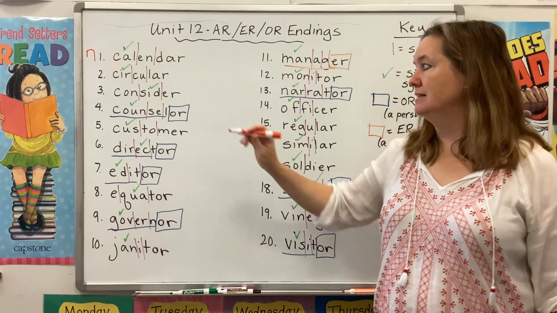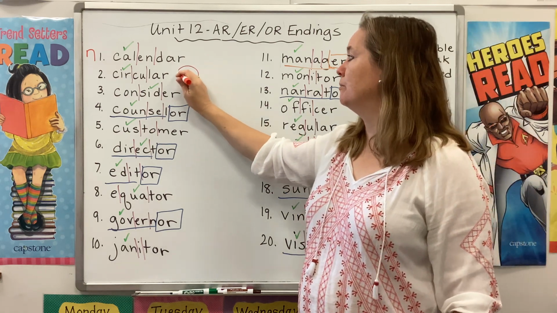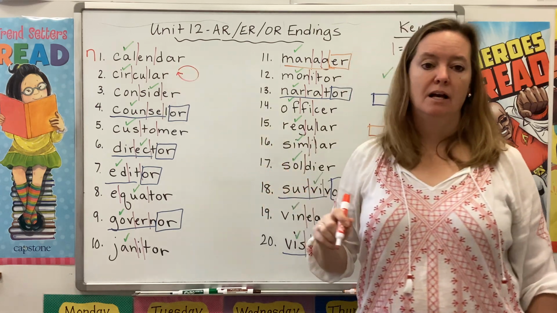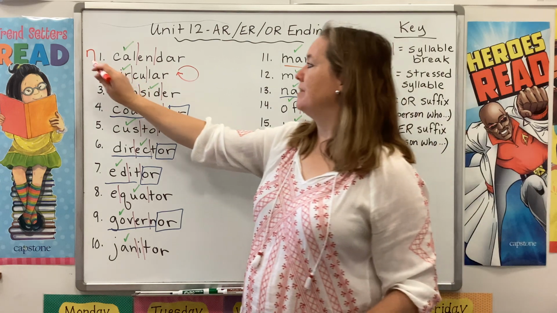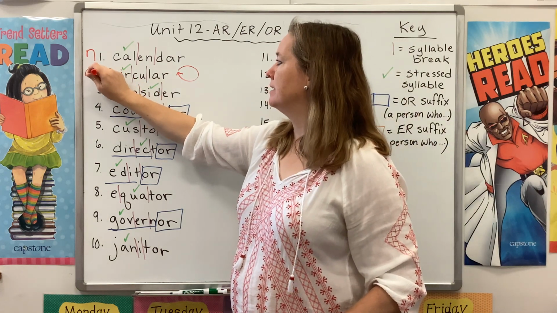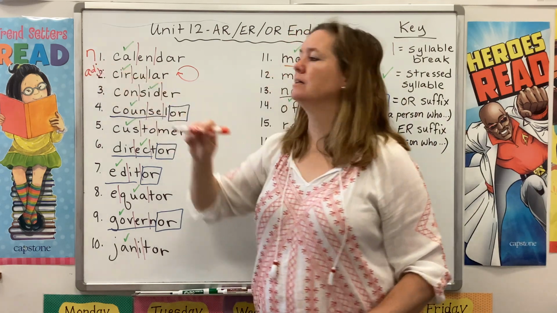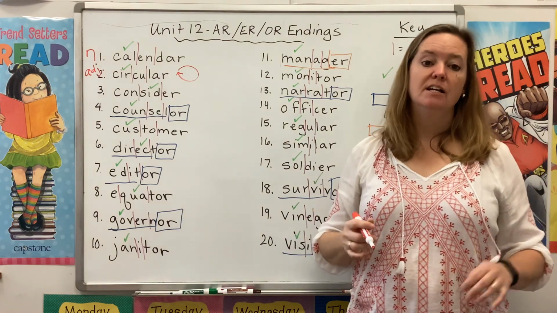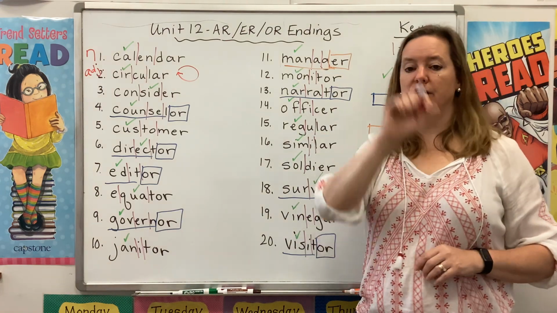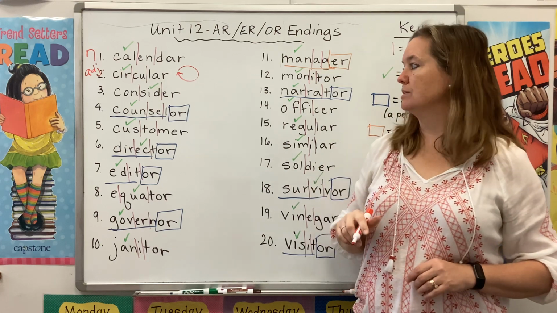Circular means round, right? Like a circular block. So that is a describing word. It describes a circle, right? So we're going to put ADJ there to remind ourselves that circular means round.